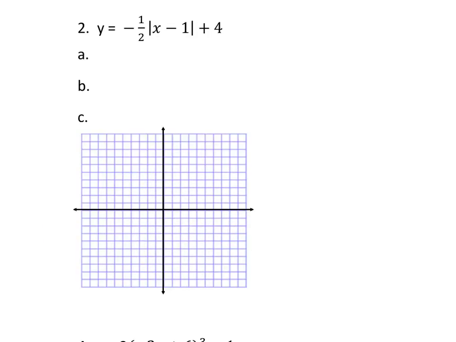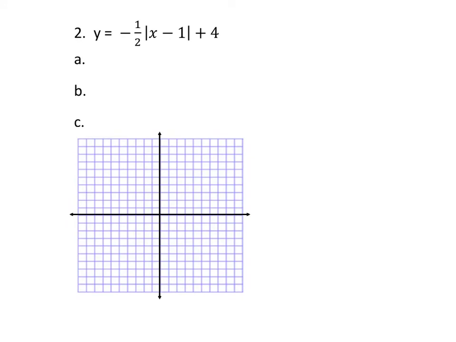Number 2, starting off, this is an absolute value. Whoops, let me pick up my pen, sorry. Absolute value. And the equation for that is y equals the absolute value of x. And what's happening to it? Well, let's start with the negative 1/2. This is going to make it reflect and compress. So if you want to say them separately, let's just say reflect. Which axis is it going to go over? Well, it's going to go over the x-axis.